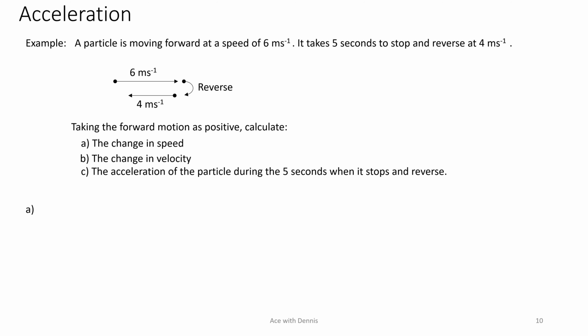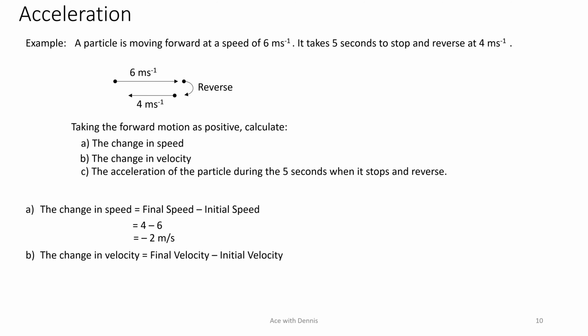Okay, now let's look at the solution. The change in speed is final speed minus initial speed. For this case, the final speed is 4 and the initial speed is 6. Then the answer is -2 meters per second.